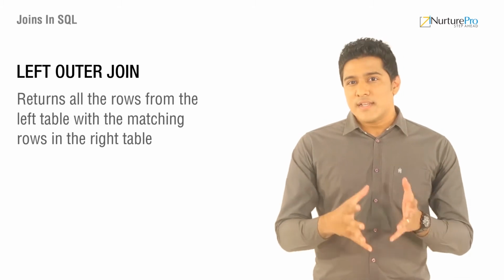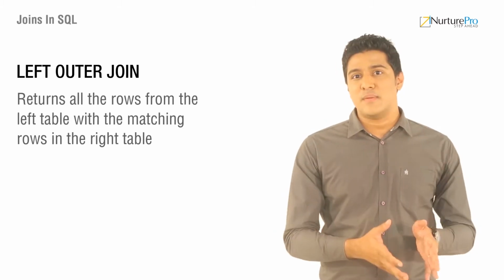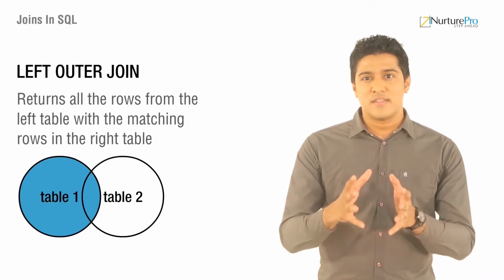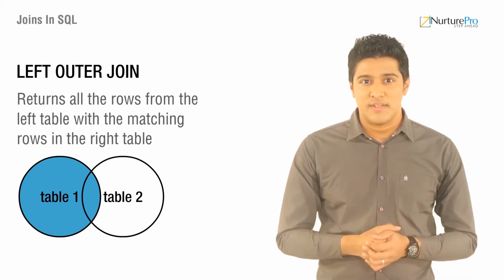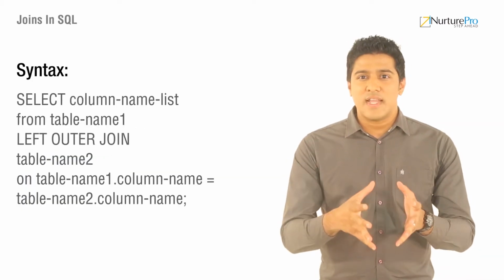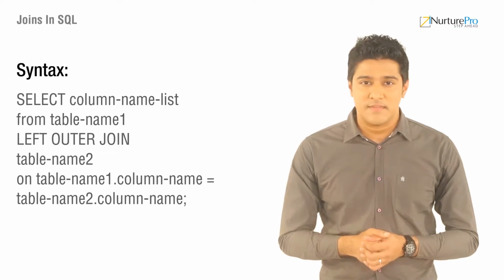Left outer join returns all the rows from the left table with the matching rows in the right table. The shaded part in the Venn diagram represents the outcome of left outer join. The syntax for left outer join is shown on screen.